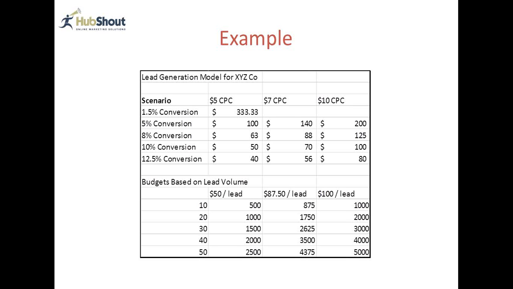The second part that I've included below is taking some of those numbers. I think I plugged in the 50 and the 87.5 and the $100 lead number, and then said, how many leads a month do you need? If you need 10, then we need $500 in budget. If you need 50, then we need $2,500 a month in budget if you have a $50 lead.